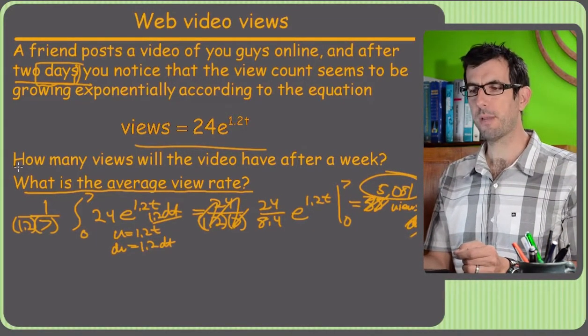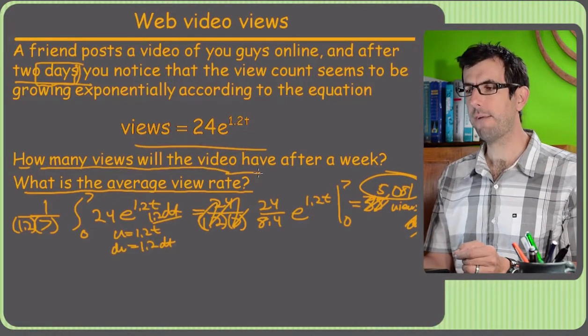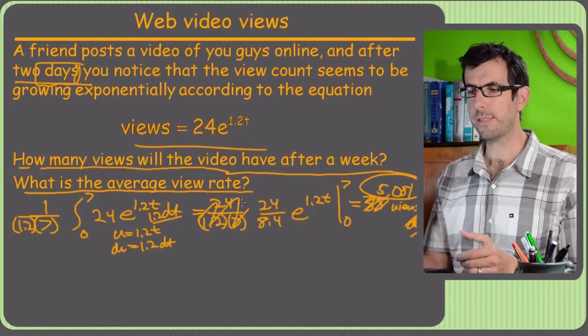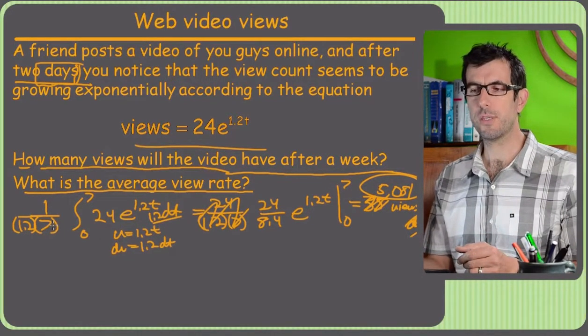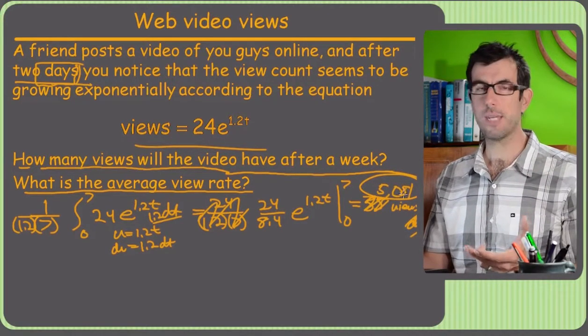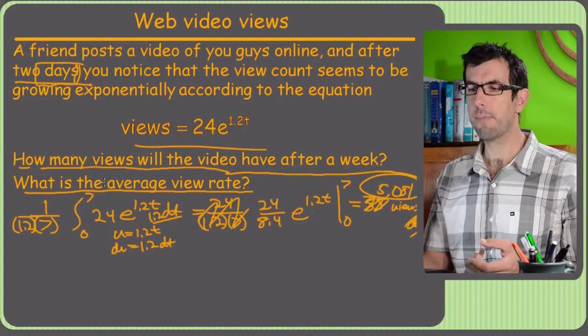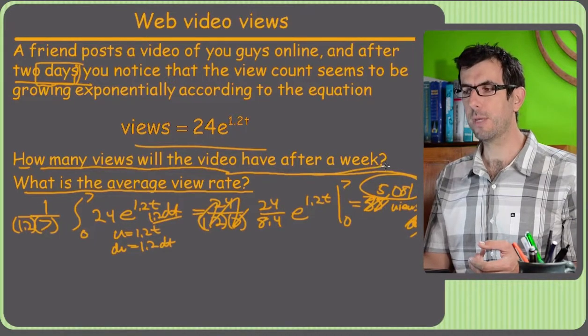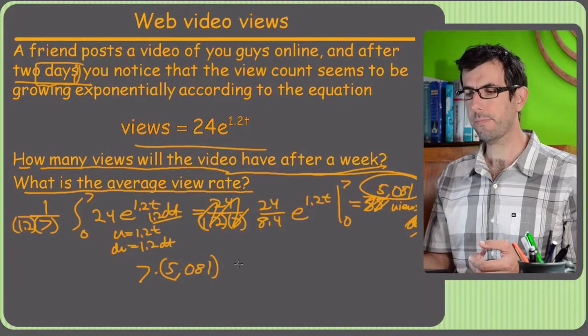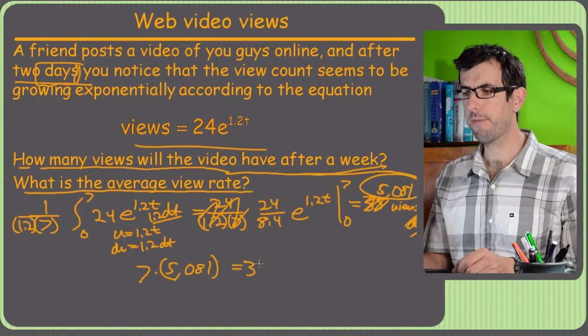But then what's this first part of the problem? How many views will a video have after a week? Well, that's just the area under the curve. That's this exact same integral if we had just not put the 7 downstairs. So if you figure you average 5,081 views a day, and you want to know how many views you'll have after a week, that's just going to be 7 days times the 5,081. And after that, we get 35,600 views in a week.